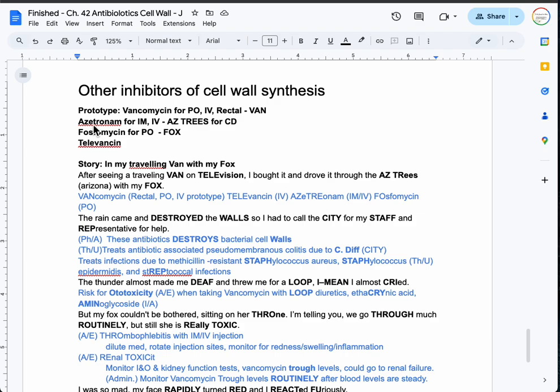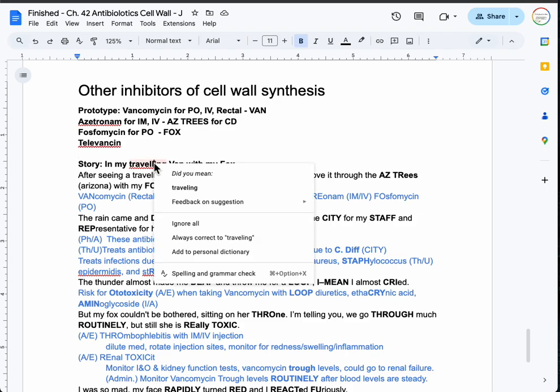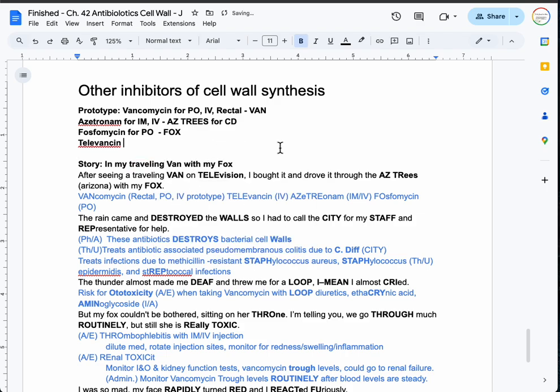Then azithromycin for IV and IM is another drug that is not the prototype. It's going to be represented by AZ, Arizona trees. Another drug, fosfomycin for PO, is going to be represented with Fox, and telavancin by television. So the story is called In My Traveling Van with My Fox.